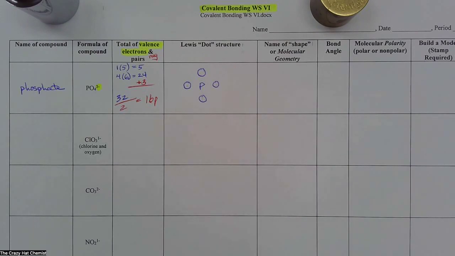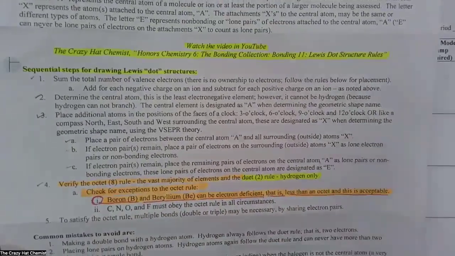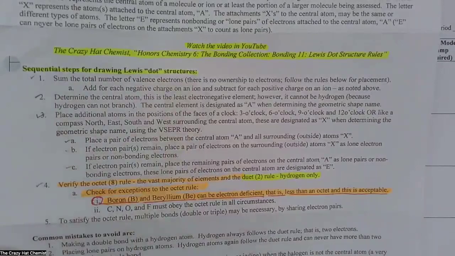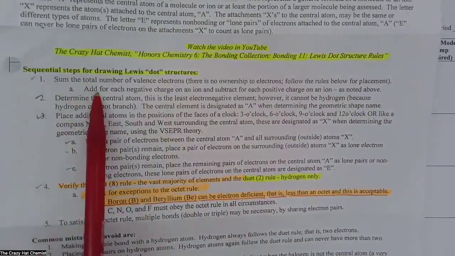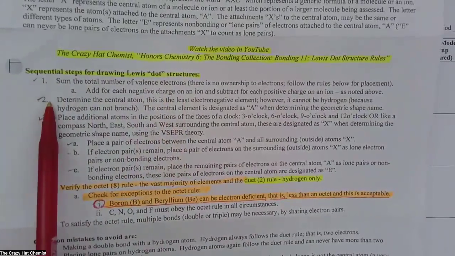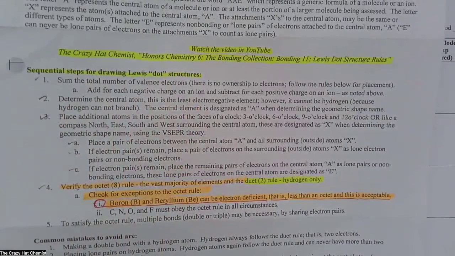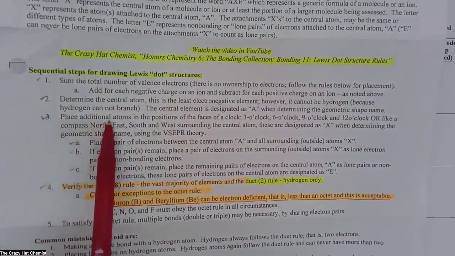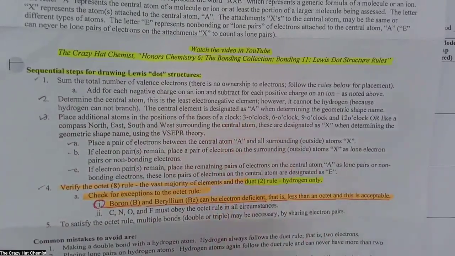And now we are going to apply the rules to the Lewis dot structures. And these are the rules right here. These are the sequential steps for drawing Lewis dot structures. Number one, we sum up all the valence electrons. We add for negative charge, finally. Then two, we determine the central atom. That's the least electronegative, but it can never be hydrogen. We place the additional atoms in the positions of a clock, like 3, 6, 9, and 12 o'clock.